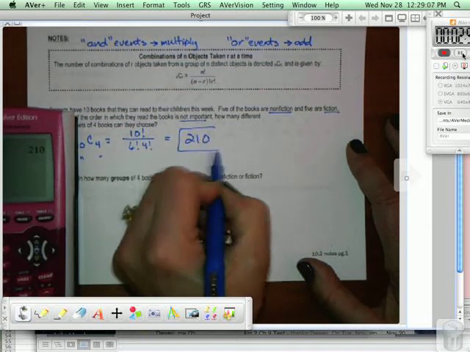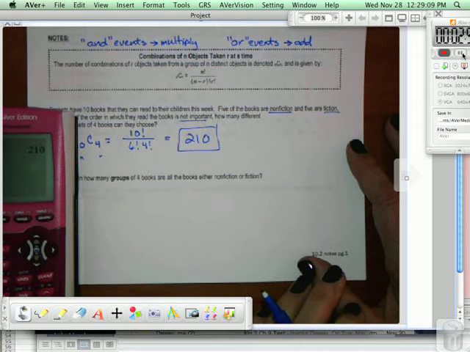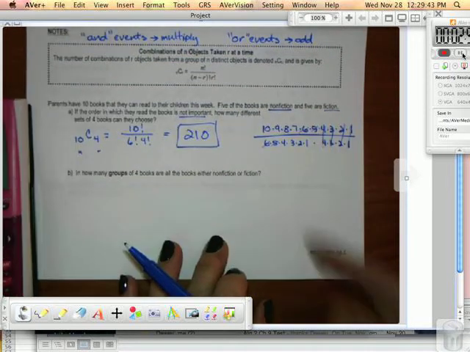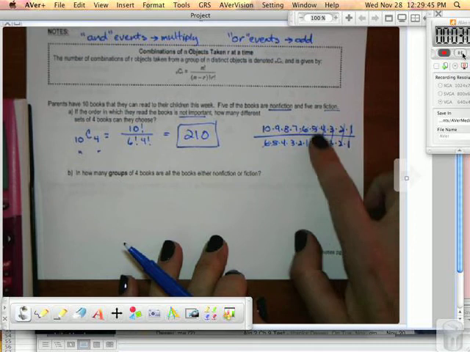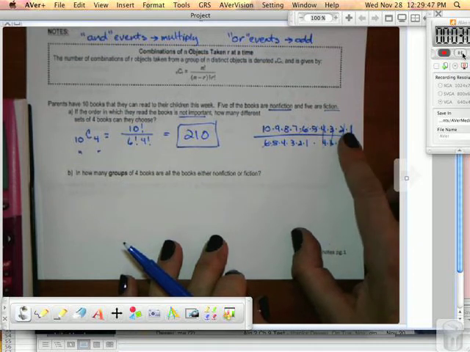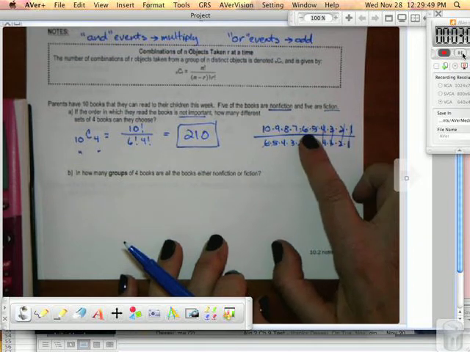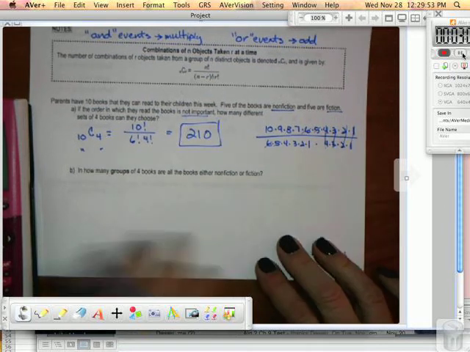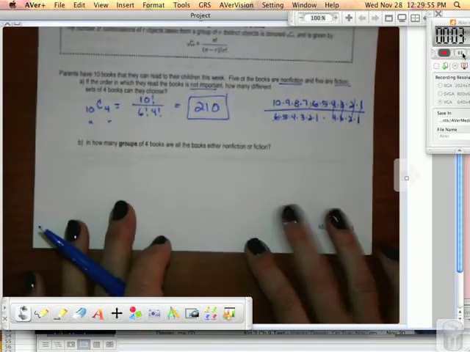Again, you're welcome to do it by hand if you want, but I feel like that's a lot of work. It would look something like this. You would end up crossing off the 4, 3, 2, 1, and then the 6 and the 5, so really you have 10 times 9 times 8 times 7 divided by 4 times 3 times 2 times 1. All right, let's keep going because we have a lot to cover today.